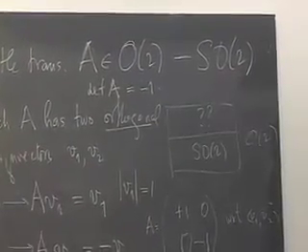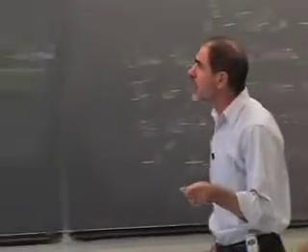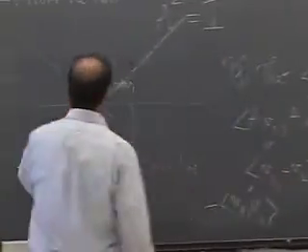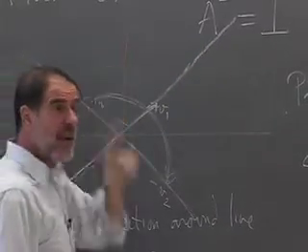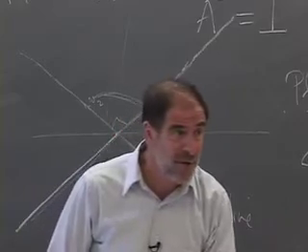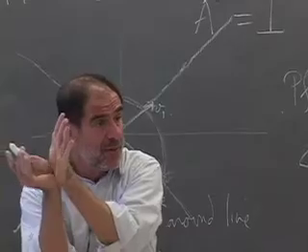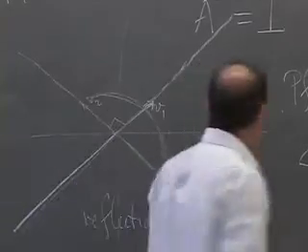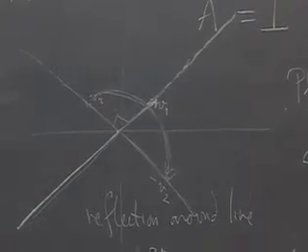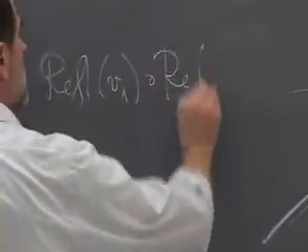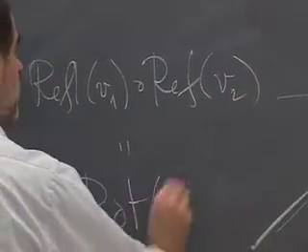However, they don't commute with each other. And that's where the non-commutativity of this group comes in. Because if you reflect around the line v1, and then you reflect around the line v2, you get a rotation. You get a rotation that has to do with the angle between the lines v1 and v2. Right, exactly. So you should check that reflection around v1 composed with reflection around v2 is the rotation through some angle theta, because it has to be.